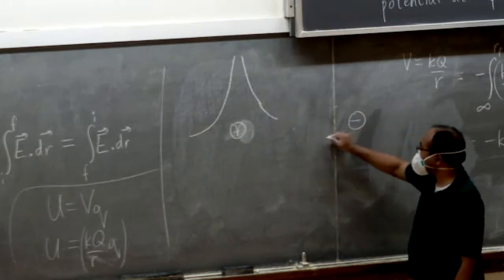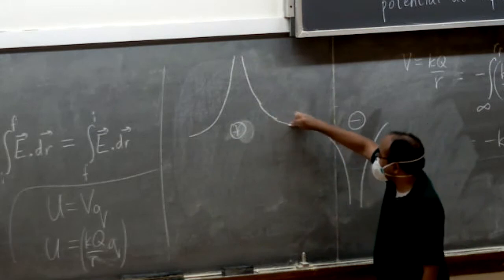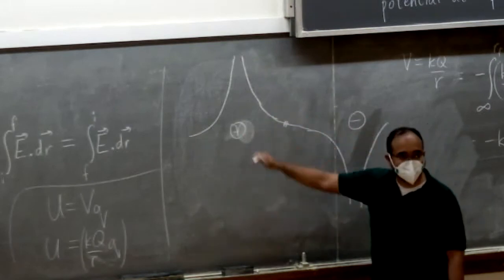What about when you get closer to the negative charge? You get a negative potential. And if the charges are equal, right in between, at the middle, you would have zero potential.